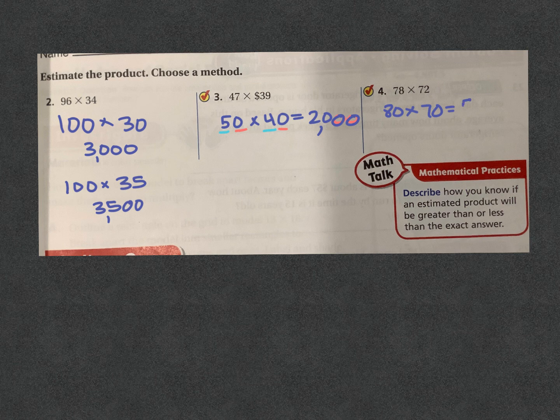And 8 times 7 is 56. And then I have 1, 2 zeros. So those 2 zeros go on the end of that answer, meaning that the product of 78 times 72 is going to be somewhat close to 5,600. Sort of close. Okay? That's all this lesson is about.